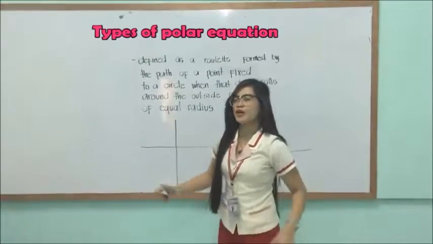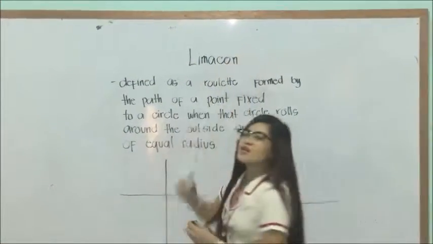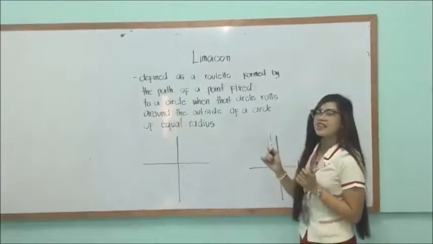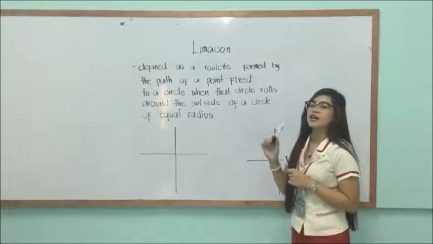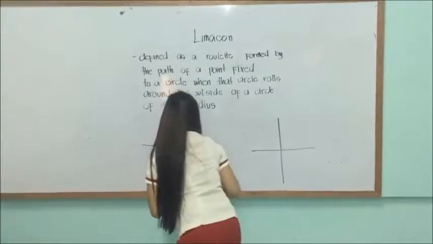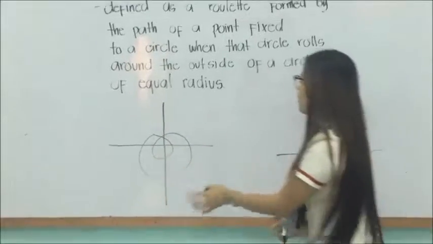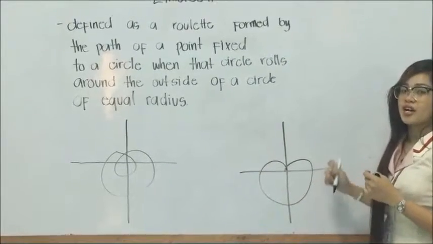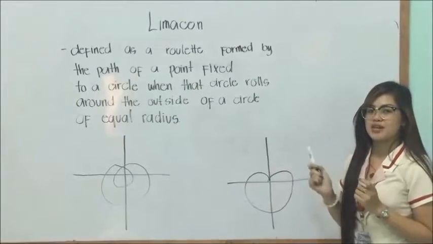The first type of polar equation is what we call the Limacon, or the Limacon of Pascal. It is defined as a roulette formed by the path of a point fixed to a circle when that circle rolls around the outside of a circle of equal radius. When we see this kind of graph, this is what you call a Limacon. It can be in this direction, and downward. But when we see this type of graph, this is what you call a cardioid. A cardioid is a type of Limacon, but where a is equal to b.